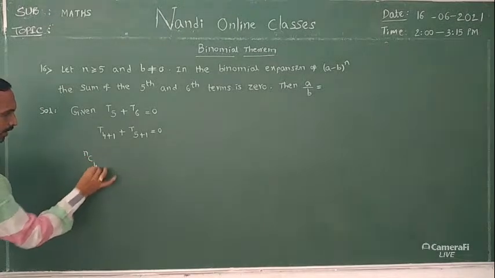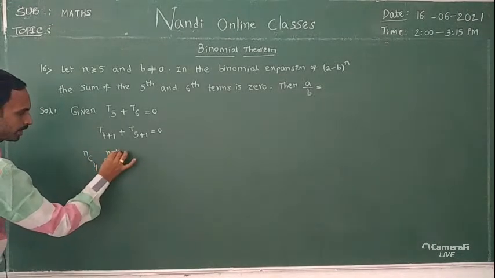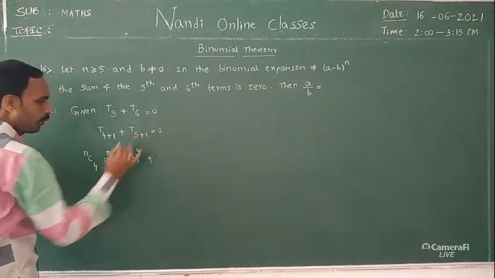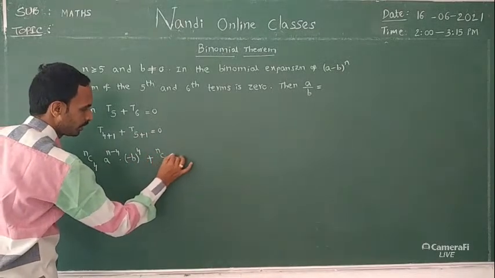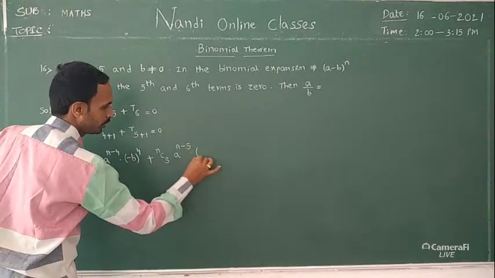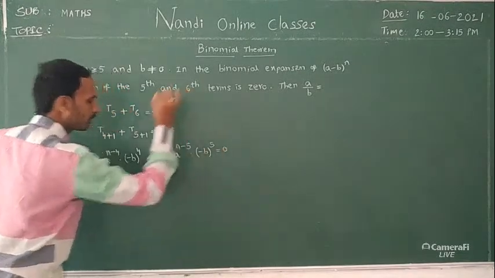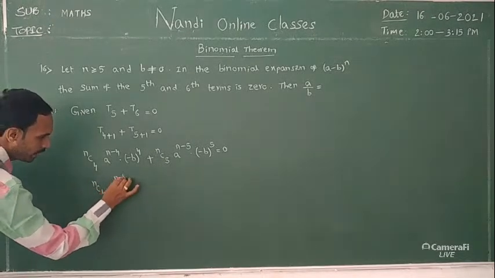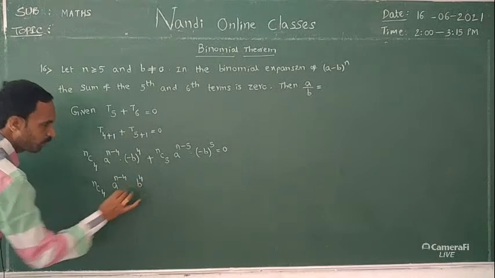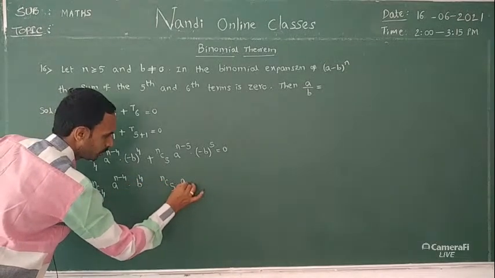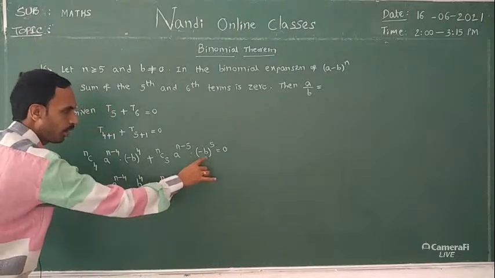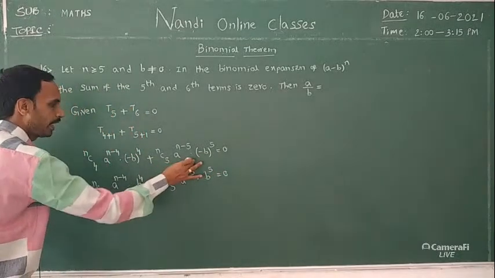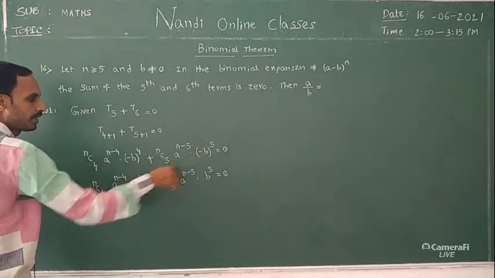So nCr is nC4 into a power n minus 4 into (minus b) whole power 4, plus T5 plus 1 means nC5 into a power n minus 5 into (minus b) whole power 5 is equal to 0. Okay, nC4 into a power n minus 4, (minus b) whole power 4 is b power 4, nC5 into a power n minus 5, (minus b) whole power 5 is minus b power 5, is equal to 0. Plus into minus is minus. Negative whole power 5, negative will come.